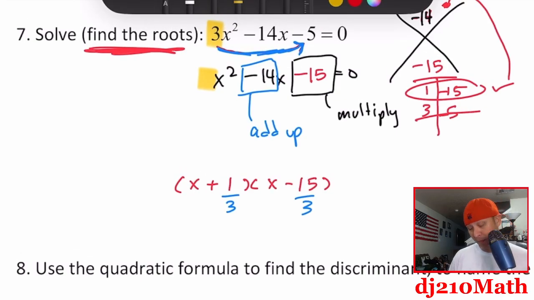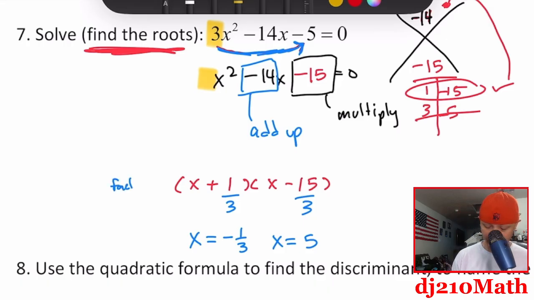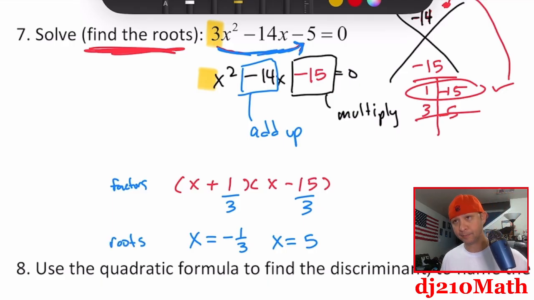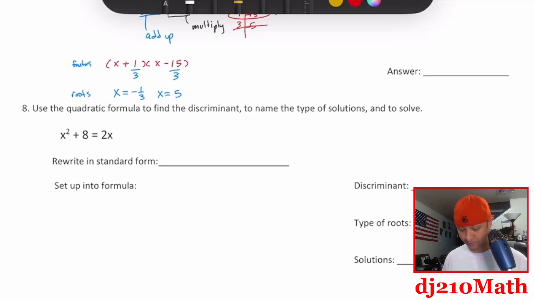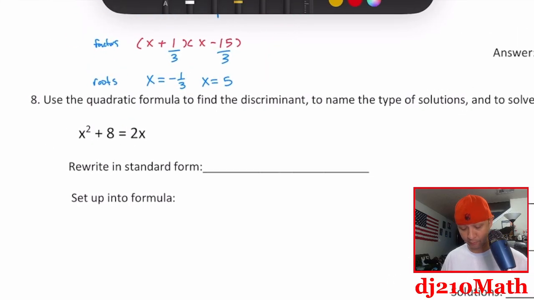So the roots are going to be, inside lies, x equals negative 1/3, and 15 divided by 3 is 5. So x is equal to positive 5. Those are the roots. So factors, roots. Okay. You could write it in the box. I wrote my answers right there.